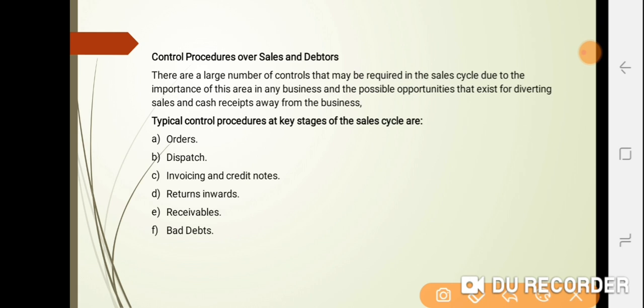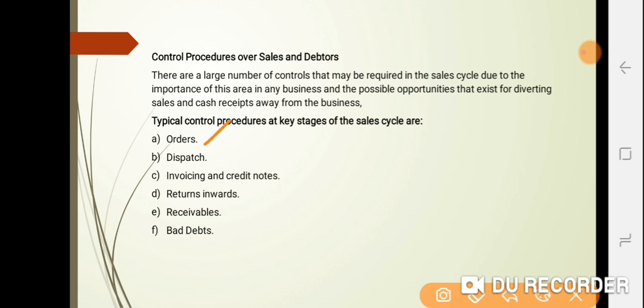There are a large number of controls that may be required in the sales cycle due to the importance of this area in any business and the possible opportunity that exists for diverting sales and cash receipts away from the business. Typically, control procedures at key stages of the sales cycle are the following. Okay, the first one is orders.